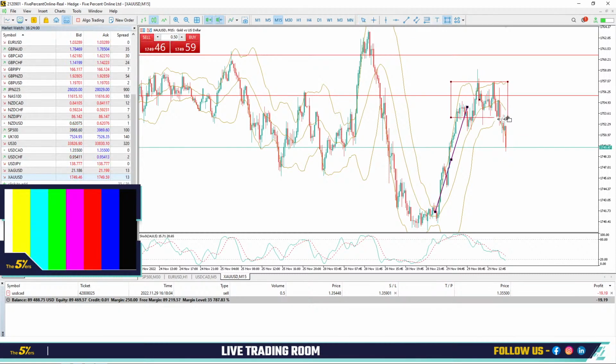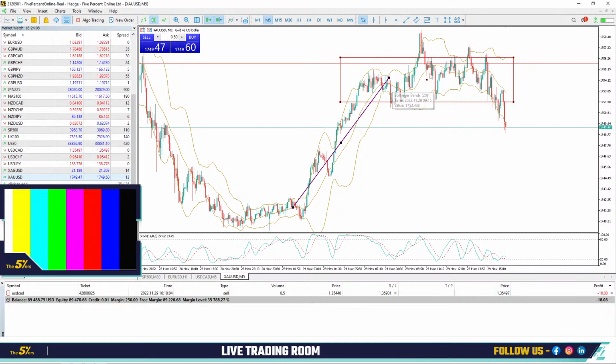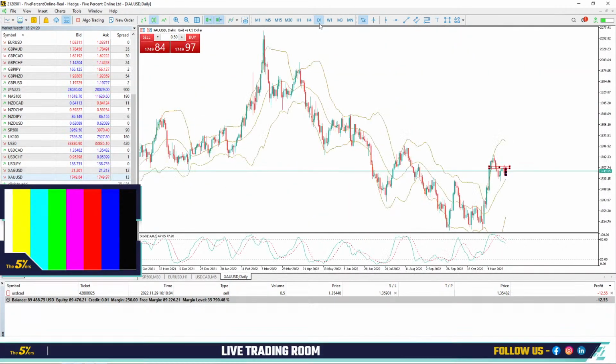The market is creating on M5 here, you see, losing momentum, making like a block, struggling to make a higher high, and then starting the lower trend. So this is quite healthy here on gold, especially.